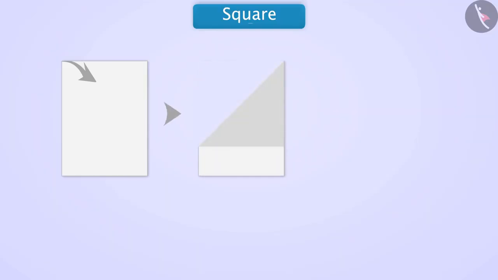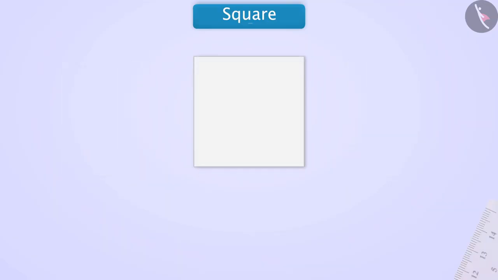Now let's talk about the square. Consider that we take a rectangular paper. Place one of its corners on the opposite side in such a way that the shortest side falls just above the longest side and a right-angled triangle is made. Now cut the rectangular part outside of a right-angled triangle. Then open the part of the triangle. You will get a quadrilateral which is a bit different than a rectangle.